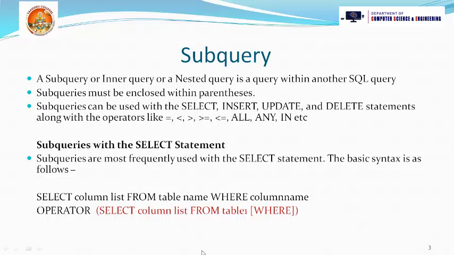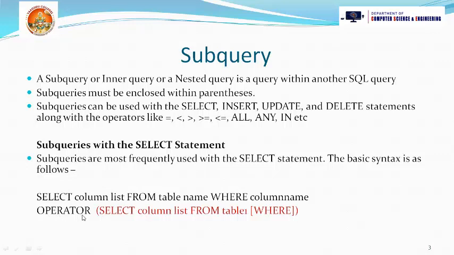So here we have a syntax for the subquery. In this query we have two queries. The first query is called the outer query. The query which is in black is called the outer query, and the query which is highlighted in red color is called the subquery. We have to write this subquery within parentheses, and on the right of this operator.